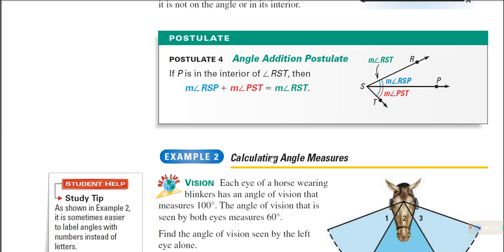If P is in the interior of RST, then the measurement of RSP plus the measurement of PST is equal to the measurement of RST. So they have the same vertex. So ito yung isang angle, we have RSP. Tapos sa labas niya, nandito si point T. So, meron tayong angle PST. So, they share a common vertex. When you add up RSP and PST, it will sum up to angle RST.